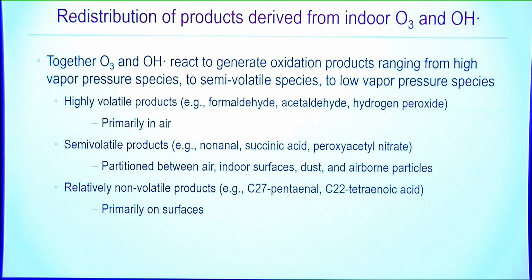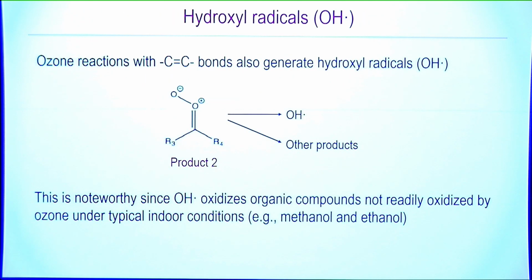Now, another point: that Criegee intermediate, product 2, decays by multiple pathways. One of those pathways takes you to the hydroxyl radical. And the hydroxyl radical is important because it reacts with everything.